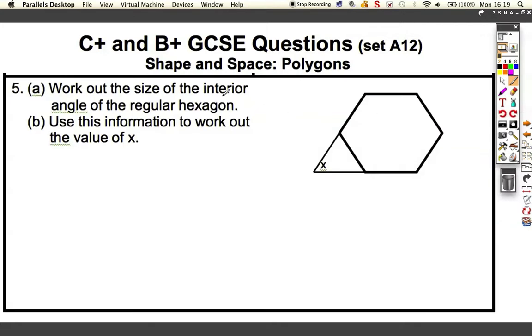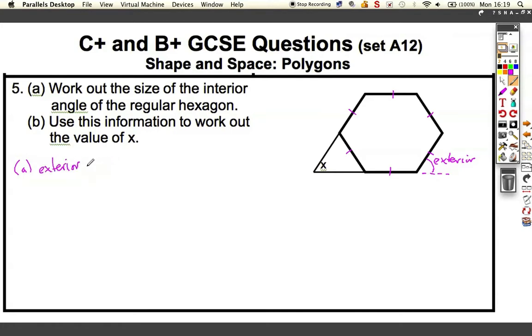Final question. It says, work out the size of the interior angle of a regular hexagon, and then use this information to work out the value of x. Okay. Well, let's go over here again. That's the exterior. So this time we're considering a hexagon. It's regular, so they're all the same. So these are all the same length, which means all the angles are going to be the same, which makes our life a little bit easier.